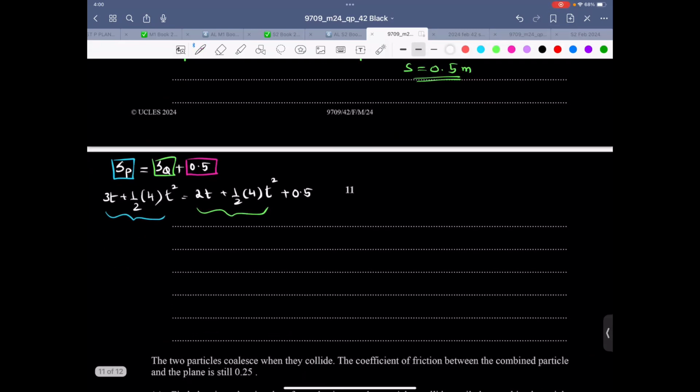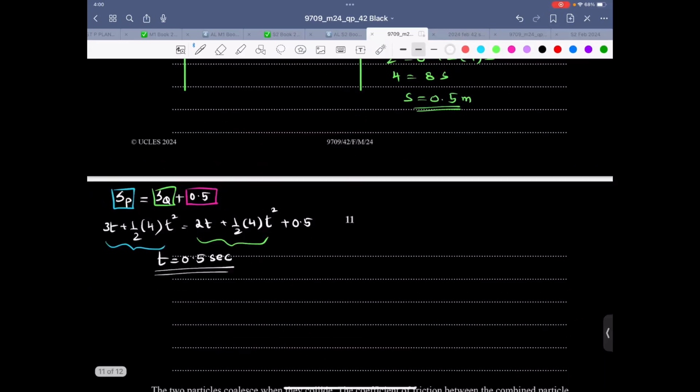So now look at the calculation, very simple. Half into 4t², half into 4t² gets cancelled out. 3t minus 2t, that is t. So t comes out to be 0.5 seconds. That means they will overtake each other after 0.5 seconds, correct?